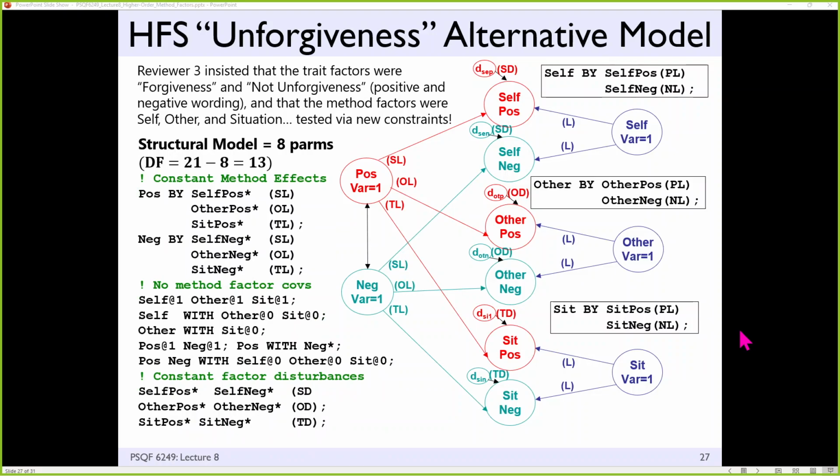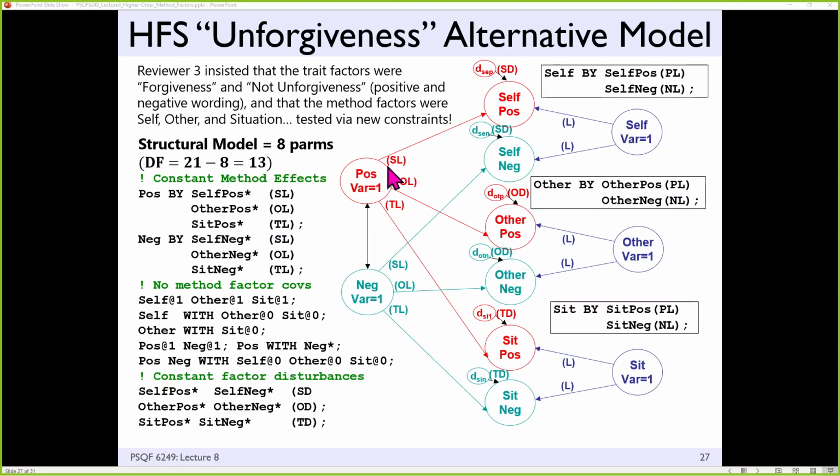So I reversed the constraints to try to enforce the alternative interpretation. So now on the left side, what I was calling positive wording, they're calling forgiveness, and what I was calling negative wording, they're calling unforgiveness. So I constrained the loadings to be the same so that the method factors had equal contributions across forgiveness and unforgiveness. So self, L had the same loading, whether it was forgiveness or unforgiveness. Other had the same loading, and then I had to go with T because I already used S. So situation, I went with T.